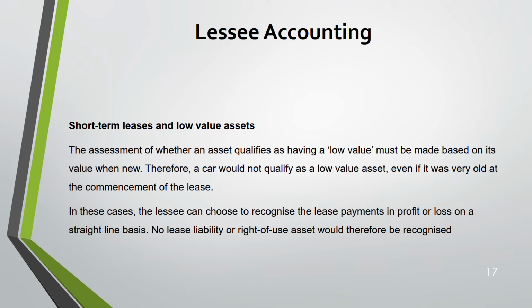For example, a car. If you take a car, it will not qualify as a low value asset because cars are very expensive when you're bringing it for the first time. Even if it was old at the commencement of the lease, even if you are having an old car, a car generally is not a low value asset. So you cannot take it as a low value asset.